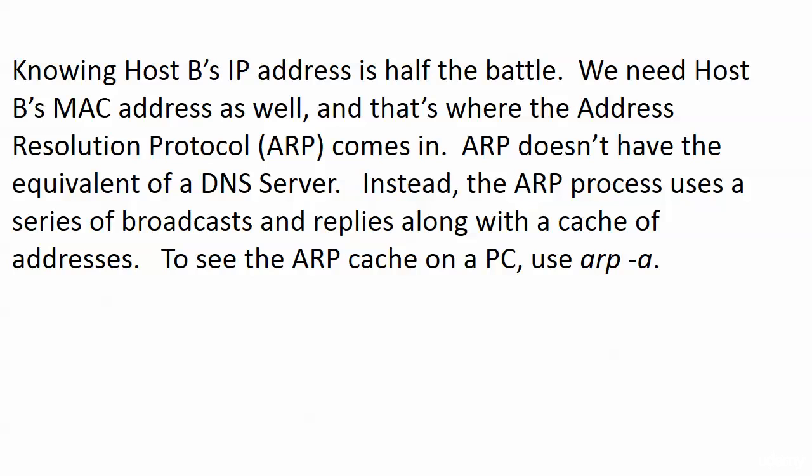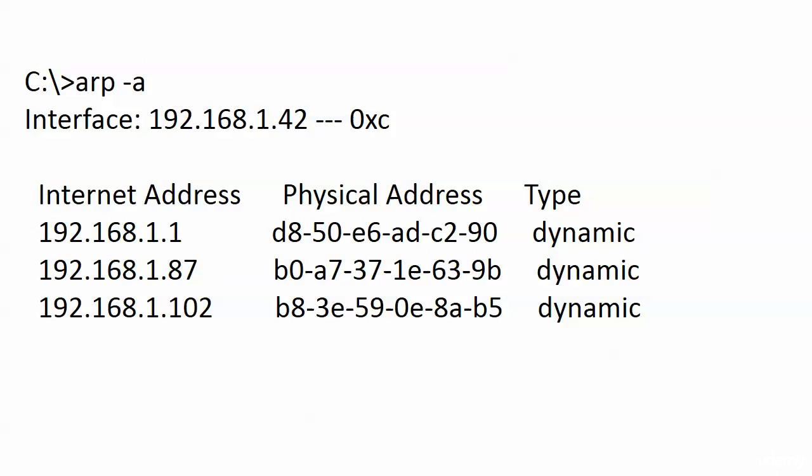And to see the ARP cache on a PC, just use arp -a, however you want to say it. And here's a sample, and this is the one we're going to do a walkthrough with. You see a couple of entries there. There's the IP address. There's the physical address, which is another name for a MAC address, which is another name for a burned-in address, and type dynamic. So these were all learned addresses. We did not put these ARP entries in statically.